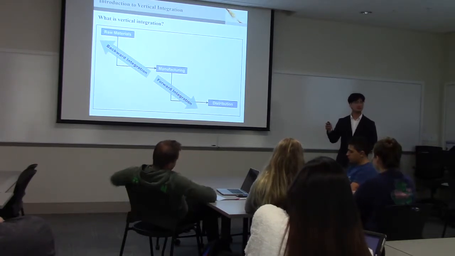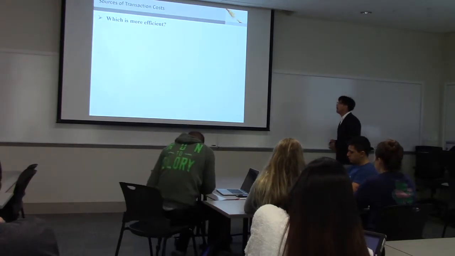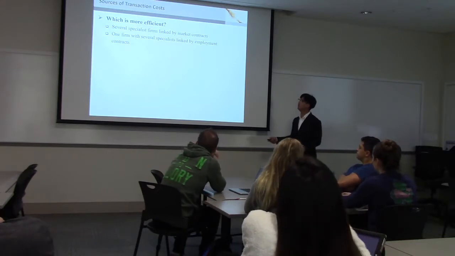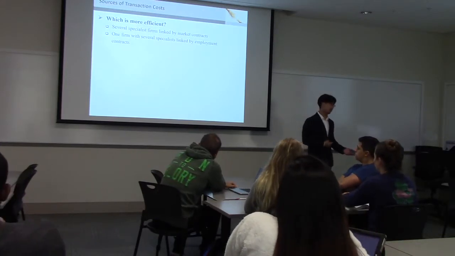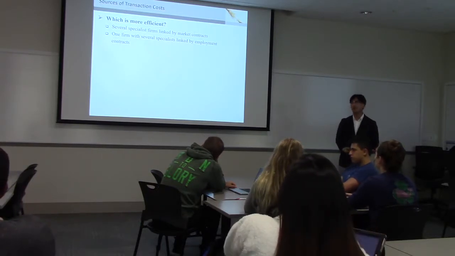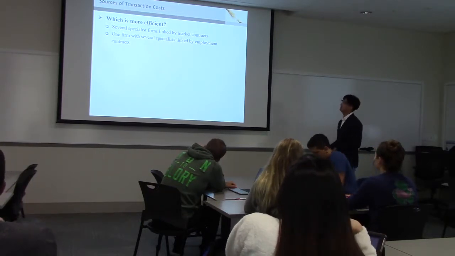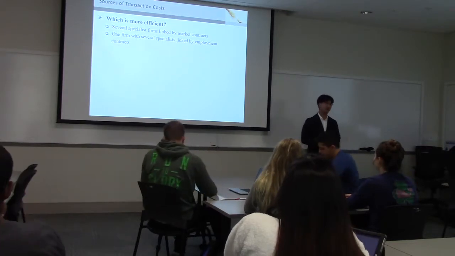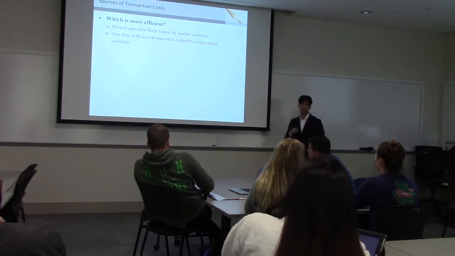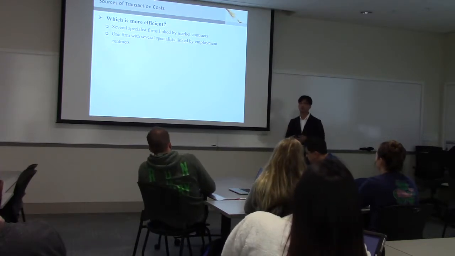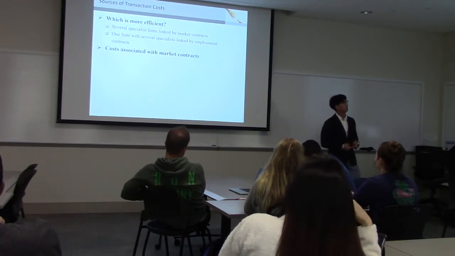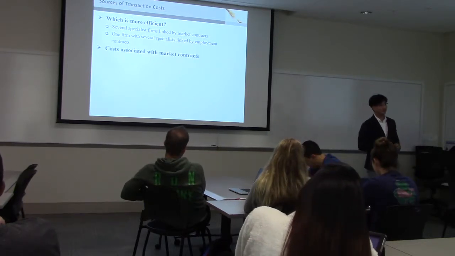Questions? Okay. So the key question here is, which is more efficient? Is it more efficient to have several firms do their own thing and then make a contract? Or is it better to have one firm with several specialists linked by employment contracts, right? So what do you think are some of the factors that matter in deciding what's more efficient? What's the main thing that matters? Cost, right?